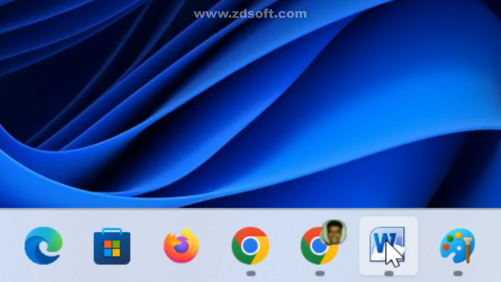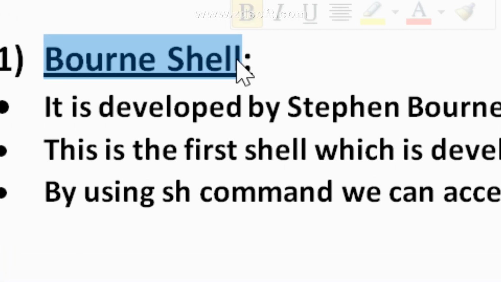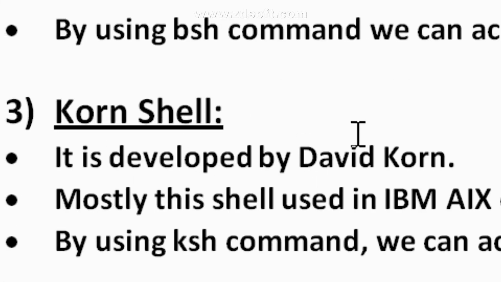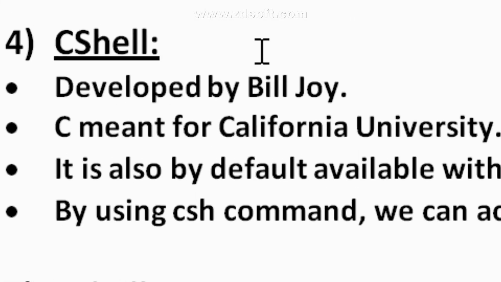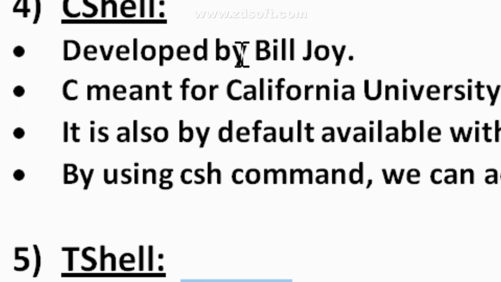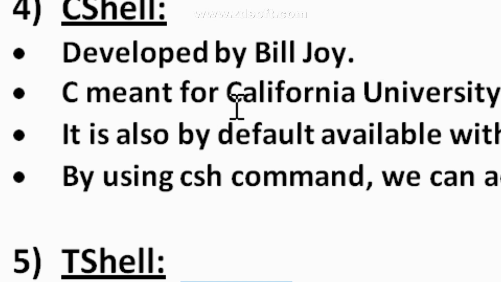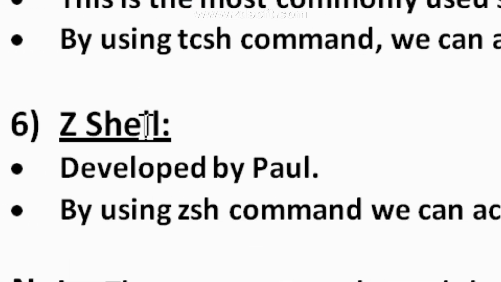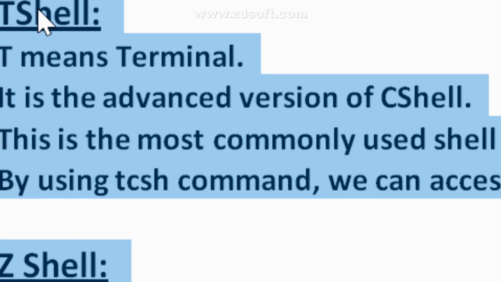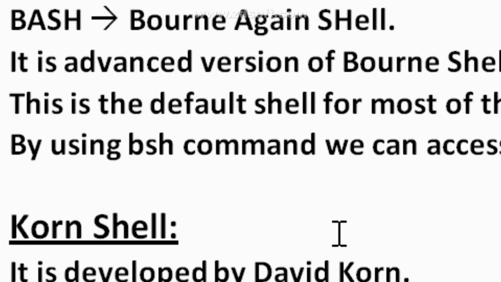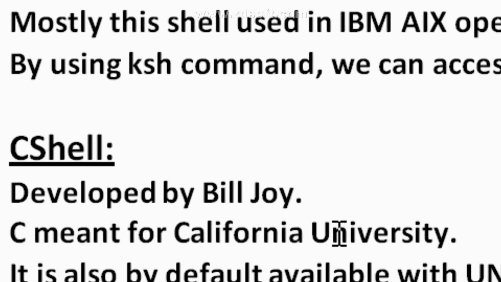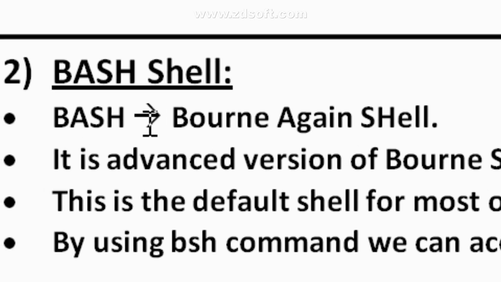Now see here, these are the types. Bourne shell, this is the bash shell, this is the Korn shell, this is the C shell, and this is the T shell. T means terminal, and C means California University. There are different shells available in the market. These are the different shells. Mostly we are using bash, Bourne Again shell.